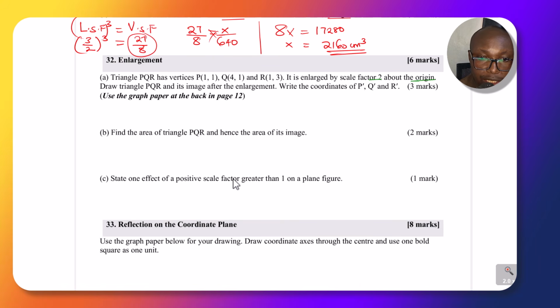Part C, state one effect of a positive scale factor greater than 1 on a plane figure. So what is the effect of a scale factor that is greater than 1? We have 2 types of scale factor. One is greater than 1, and then we have another scale factor that is less than 1. When a scale factor is greater than 1, the effect is that it enlarges the object.